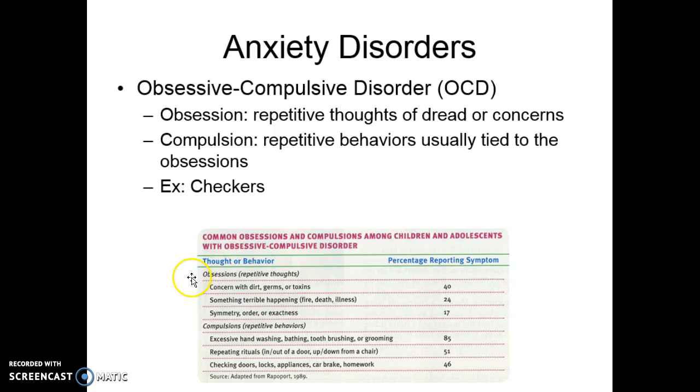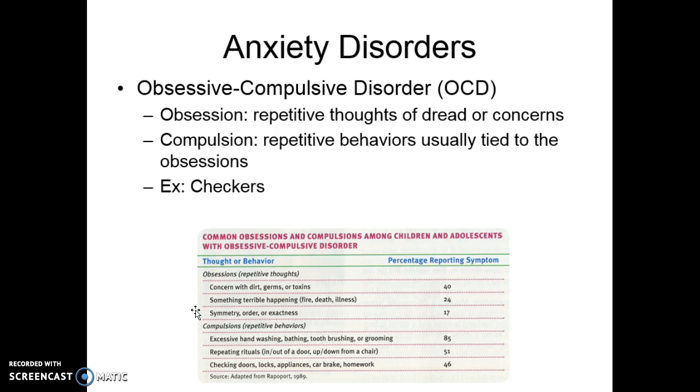If we look at the chart down here, we have obsessions, so repetitive thoughts. You can have repetitive thoughts about dirt, germs, or toxins. You can have repetitive thoughts about something terrible happening, so a fire starting, death, illness. Things need to be in order, they need to be exact, they need to be perfect. Those are obsessions because they're repeated thoughts that you struggle with over and over. Compulsions, on the other hand, are repetitive behaviors, so make sure to know the difference again.